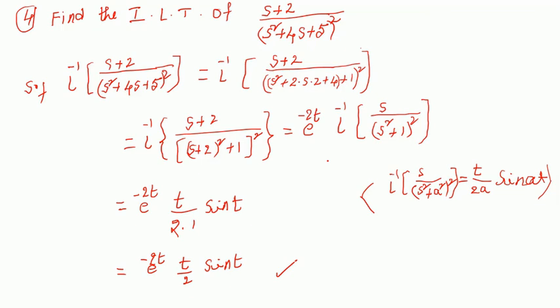So these are the problems we have under the linearity property and first shifting theorem, right? So we will see the remaining properties in the next class. Thank you.